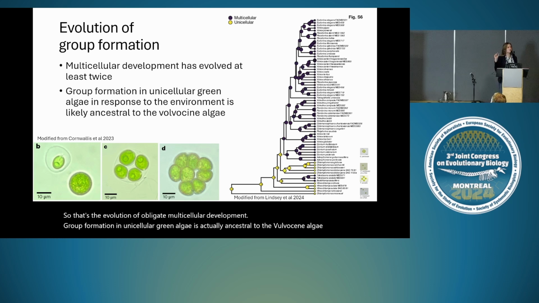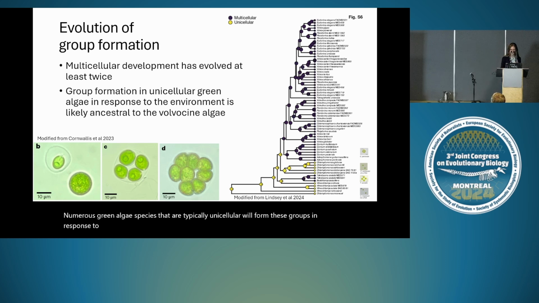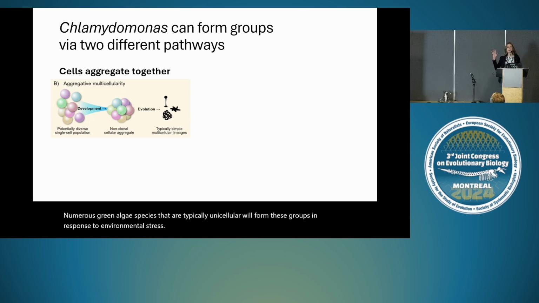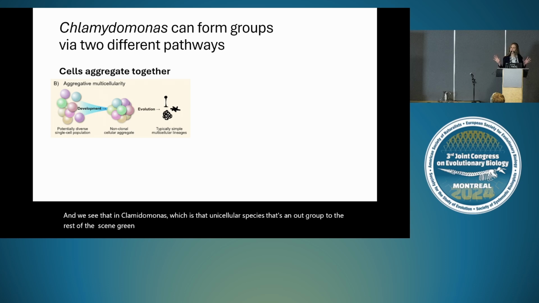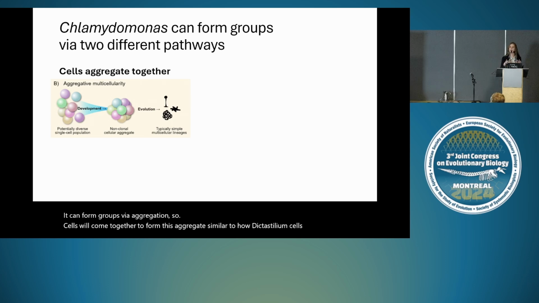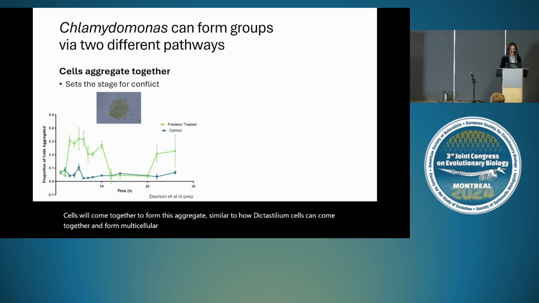Numerous green algae species that are typically unicellular will form these groups in response to environmental stress. And we see that in Chlamydomonas, which is that unicellular species that's an outgroup to the rest of the Volvocine green algae. And Chlamydomonas forms groups via two different pathways. It can form groups via aggregation, so cells will come together to form these aggregates, similar to how Dictyostelium cells can come together to form a multicellular organism. And this sets the stage for conflict, because these cells aren't necessarily closely related to each other.